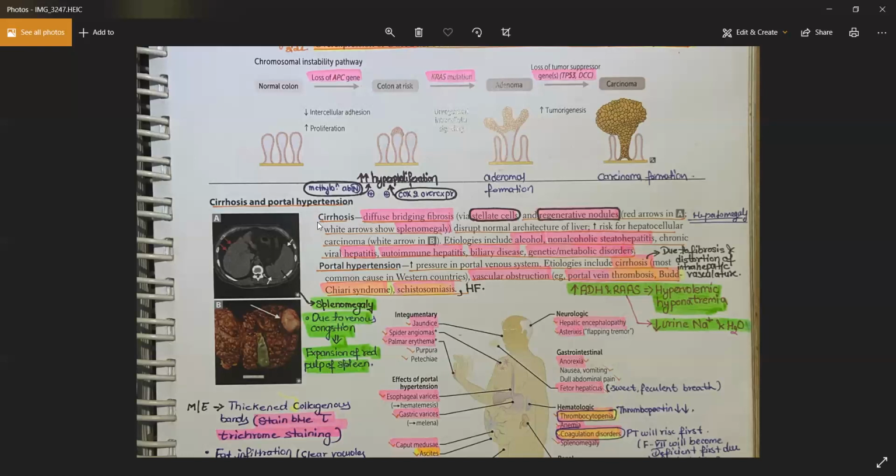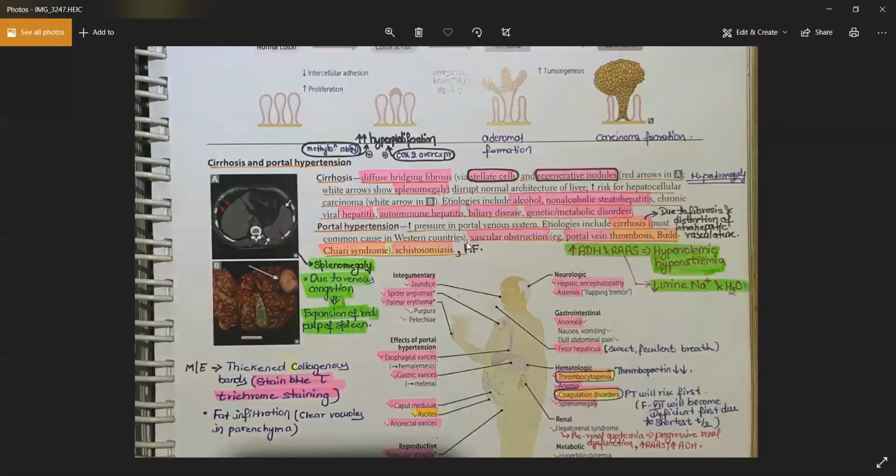So first you need to know what cirrhosis is. It is nothing but diffuse fibrosis and the formation of regenerative nodules, which you can see here. These are the nodules. You need to know about the risk factors, and then you need to know about the complications. Let's discuss portal hypertension.